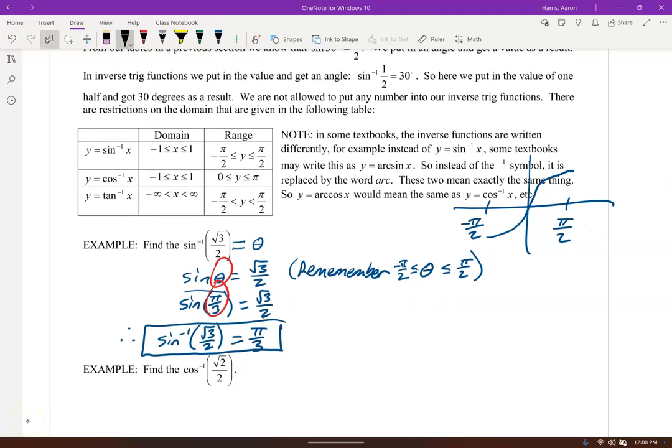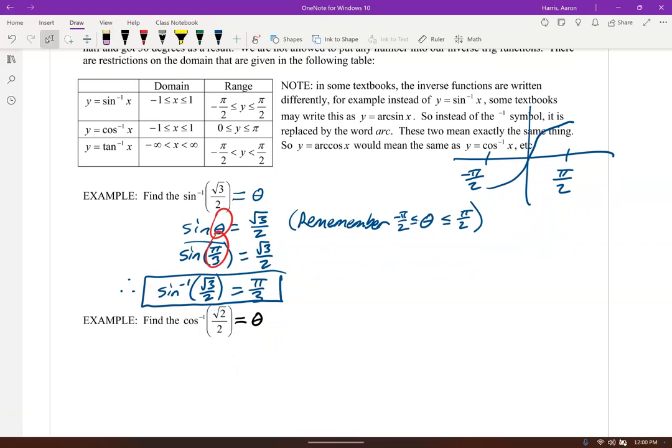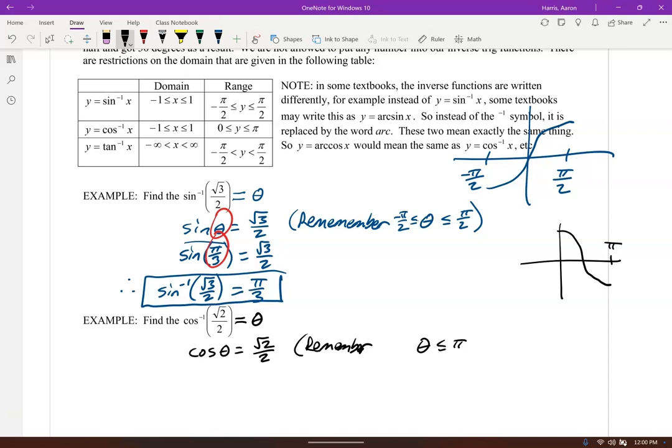So next one we've got the arc cosine of root 2 over 2. So I say, okay, let me say it equals something. I'm trying to find what theta is. Let me use the fact that the cosine of theta would then be root 2 over 2. And then let me think back to, you remember how we cut off the cosine between 0 and pi? So remember, theta is between 0 and pi when I'm looking for this.